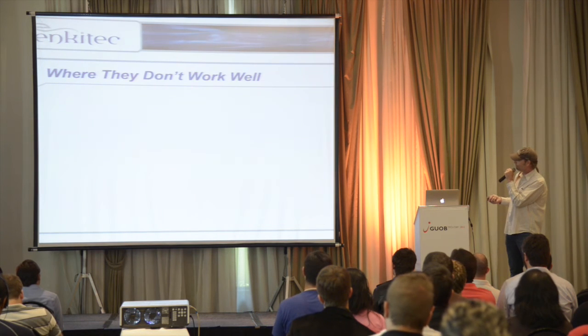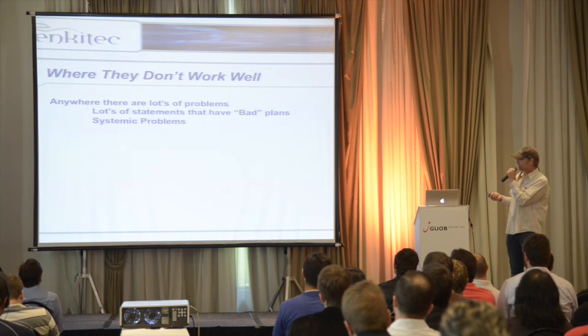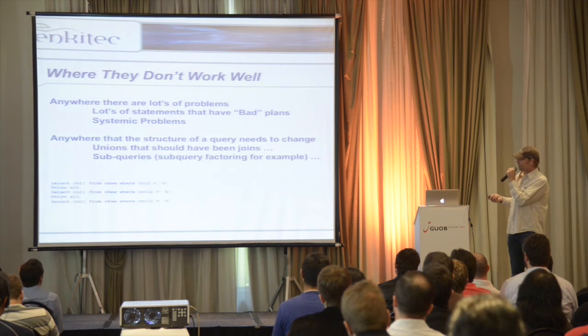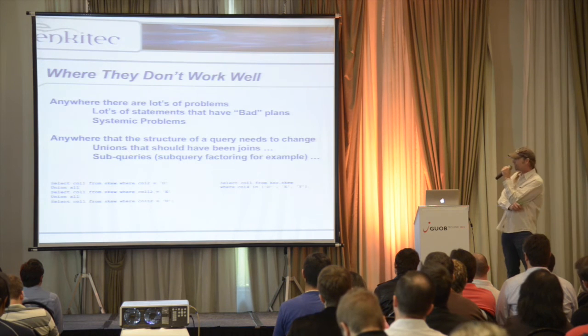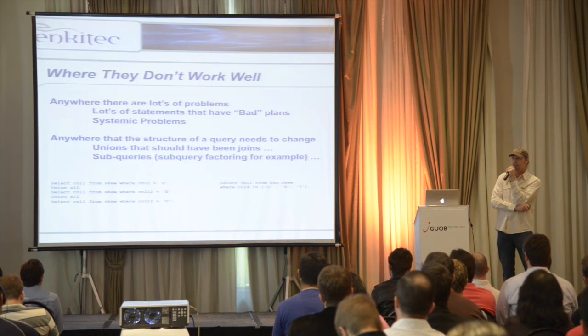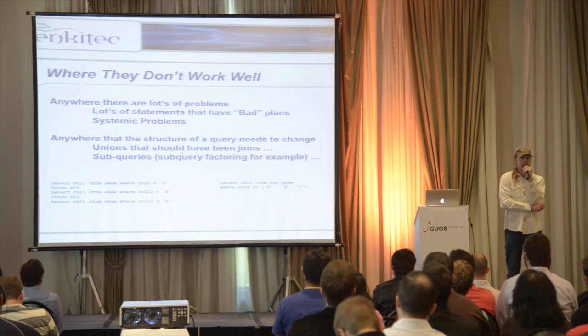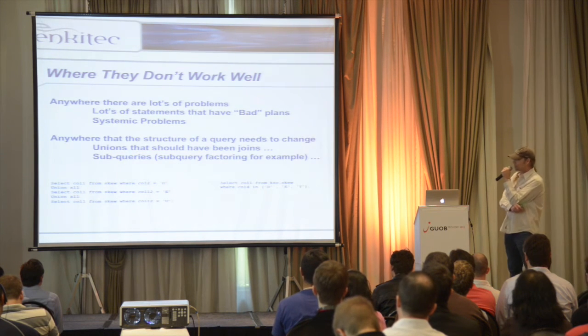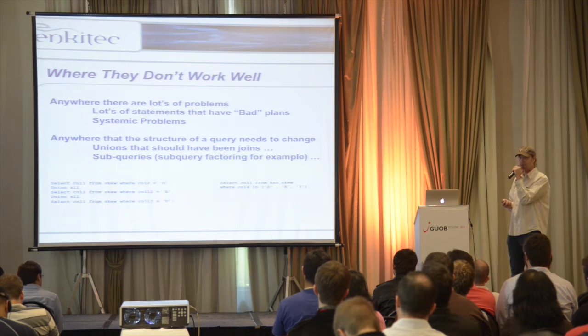anyway. So where don't they work well? Anywhere there's lots of problems, I already told you that: lots of statements that have bad plans, systemic kinds of problems. They also don't work well if you have things where the structure of the query needs to change. So if you have something that looks like a bunch of union alls that really should be an in clause, that's really difficult to change with hints, unless you can get some sort of transformation to kick in on the back end. But generally speaking, changing the structure of the query is difficult to do with hints, so it doesn't work well for that. Is that clear?